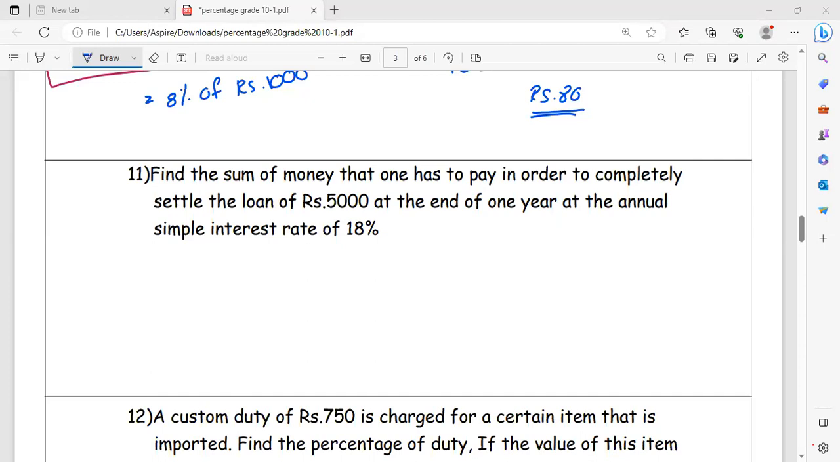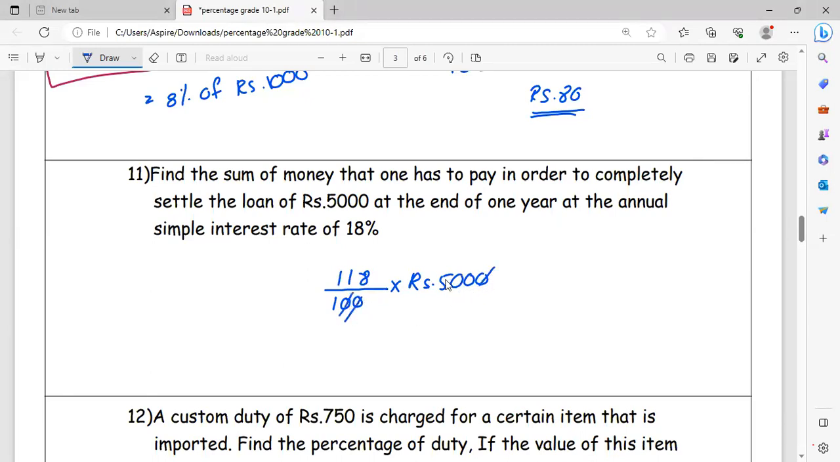Okay, shall we check the answers? Find the sum of money that one has to pay in order to completely settle the loan of 5,000 at the end of 1 year at the annual simple interest rate of 18%. I have done this kind of question, no? Now, we can find that answer at once. If the loan amount is 100 rupees, then to settle the loan you have to pay 118 rupees at the end of the year. Now the loan amount here is 5,000.